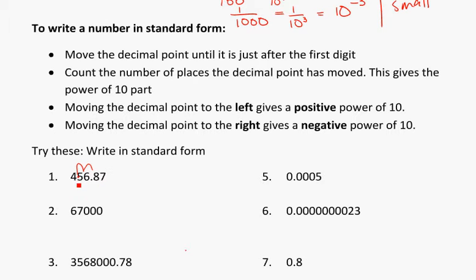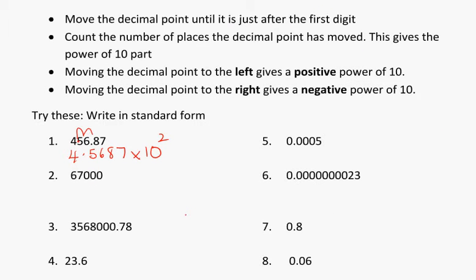Now if I've moved it to the left, and I have 4.5687, and I moved it 2 hops to the left, it is a positive power of 10. Let's do some more positive powers of 10. And they're usually large numbers, very large numbers. Okay, the decimal point has to go between the 6 and the 7. So 6.7. Now, if it's a whole number, the decimal point's just understood to be at the end. How many hops have you gone? 1, 2, 3, 4 hops, so it becomes times 10 to the power of 4.